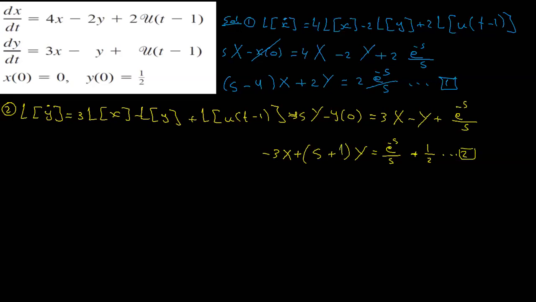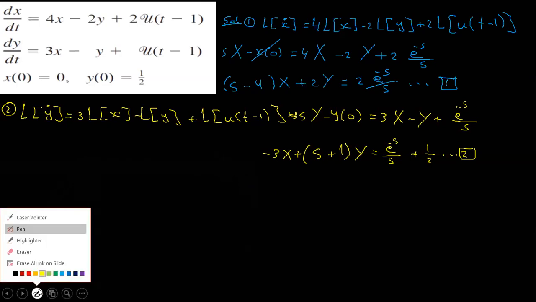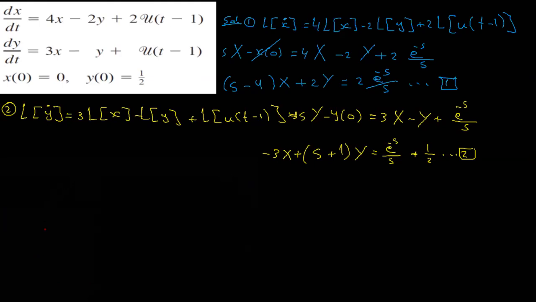I have two equations with two unknowns, X capital and Y capital. How to solve them? Can anyone suggest an idea to solve those two equations simultaneously? For me, actually, I'm going to use Cramer's rule. How to use Cramer's rule? I need to find the W. What do I mean by W?